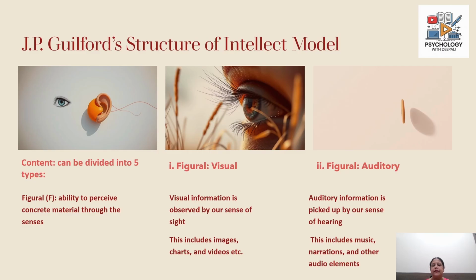So figural ability is just basically the ability to perceive concrete material through the senses. So we have figural visual, which is the first type of content. Here the visual information is observed by a sense of sight, and this includes all the kinds of information coming in through the visual sense, like charts, images, videos. So whenever we are doing any kind of operation process on this kind of content, then we are going to process this information in a particular way.